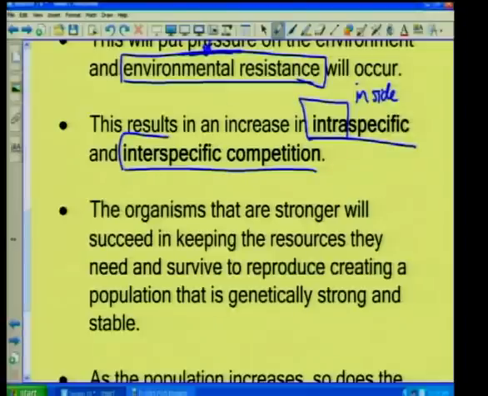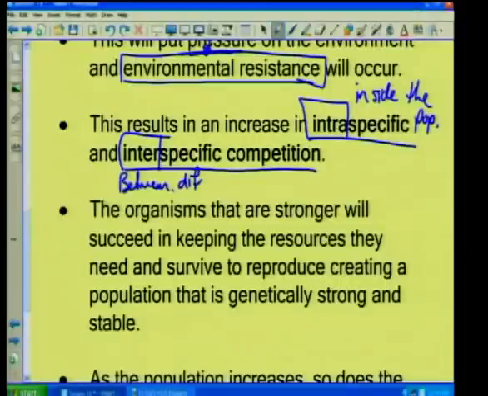Inter always means between. So if it's inside specific competition, it means it is inside the population. Okay, it's inside that specific population. Now, what will the organisms in one population compete for? Intra-specifically, for food, for shelter, for water, for mates. They will compete with each other.